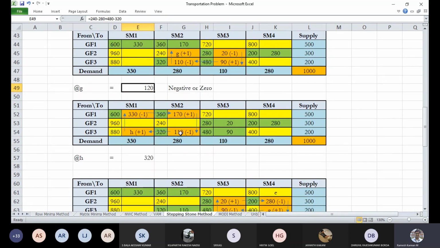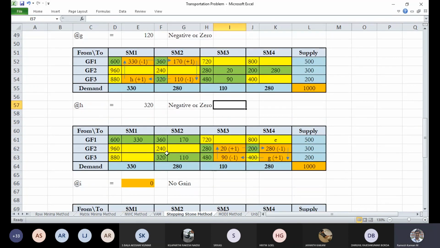Then the other allocation, I think it's H, no, H here. So H also can be a closed loop. So H, then -1, +1, -1, and +1. So it forms a loop. Say this will become 880 minus 600 plus 360 minus 320. Say this is 320, right? So again we are looking for a negative or zero, and what we get is 320, which is a positive value, and hence we have to look into the other allocated cell, right?